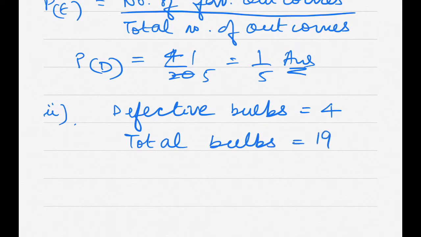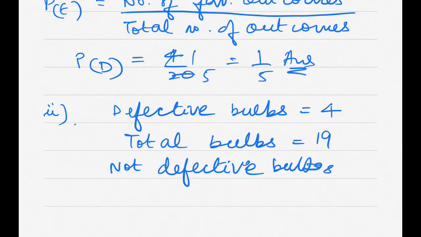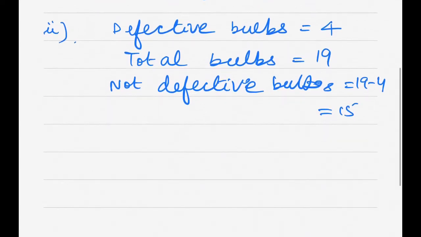Now one bulb is drawn at random from the rest. What is the probability that it is not defective? So not defective bulbs will be how much? 19 minus 4, so 15 bulbs are not defective. So the probability of the event, not defective, we have already written the formula, will be equal to 15 by 19. So that will be my answer.